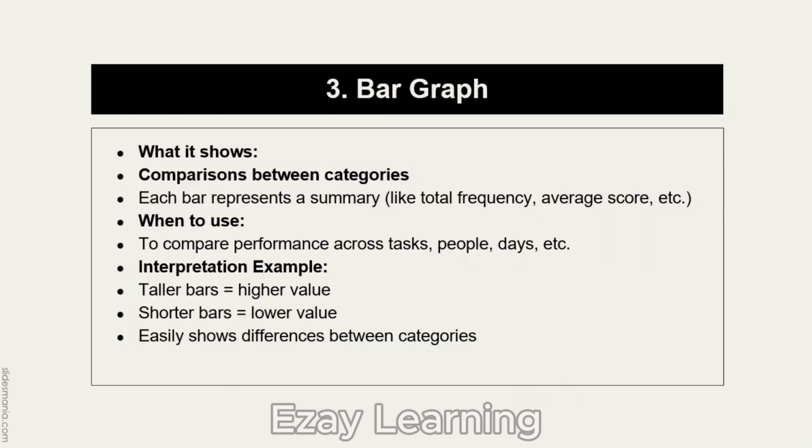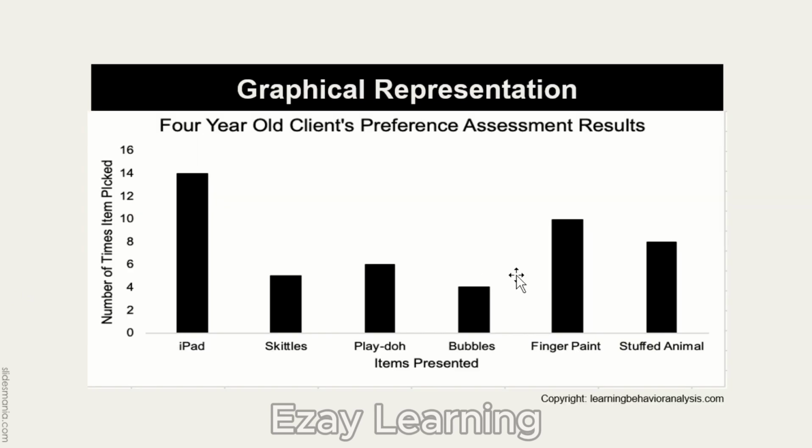Last is the bar graph. A bar graph looks like this. We are representing the behavior by bars here. You can see items presented like iPads, Skittles, Play-Doh, bubbles, fingerprint and stuffed animals, and the number of times each item was picked. The iPad was picked 14 times, Skittles 5 times, Play-Doh 6 times, bubbles and so on. This is a 4-year-old client's preference assessment result.